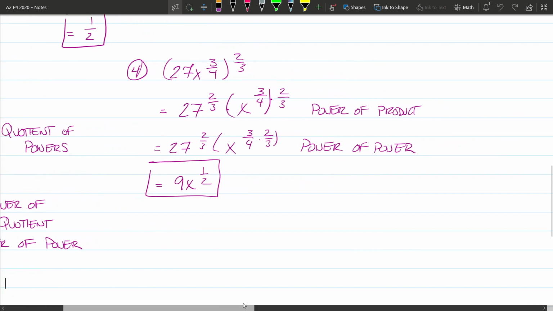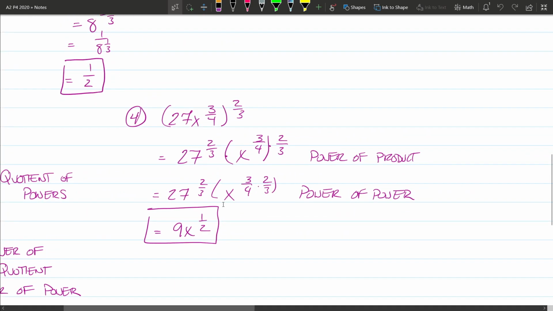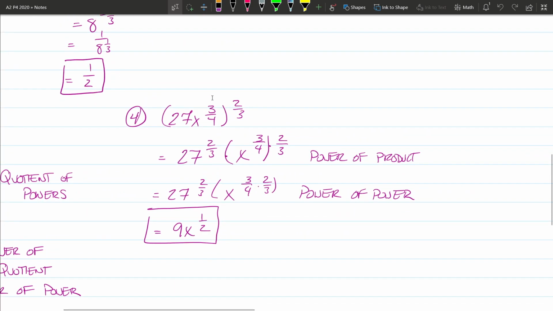There we go. And number 4 here, I've got 27x to the 3/4 power, that whole thing to the 2/3 power. So the first thing I'm going to do is separate this out. I'm going to do 27 to the 2/3 power, and also x to the 3/4 power to the 2/3 power. So I'm going to leave the 27 term here by itself. I'm not going to mess with it.